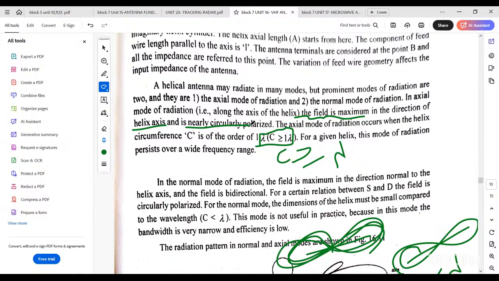Come to the next paragraph. In normal mode, the field is bidirectional. The field is bidirectional and C is lesser than lambda. These are the key points. C is lesser than lambda.